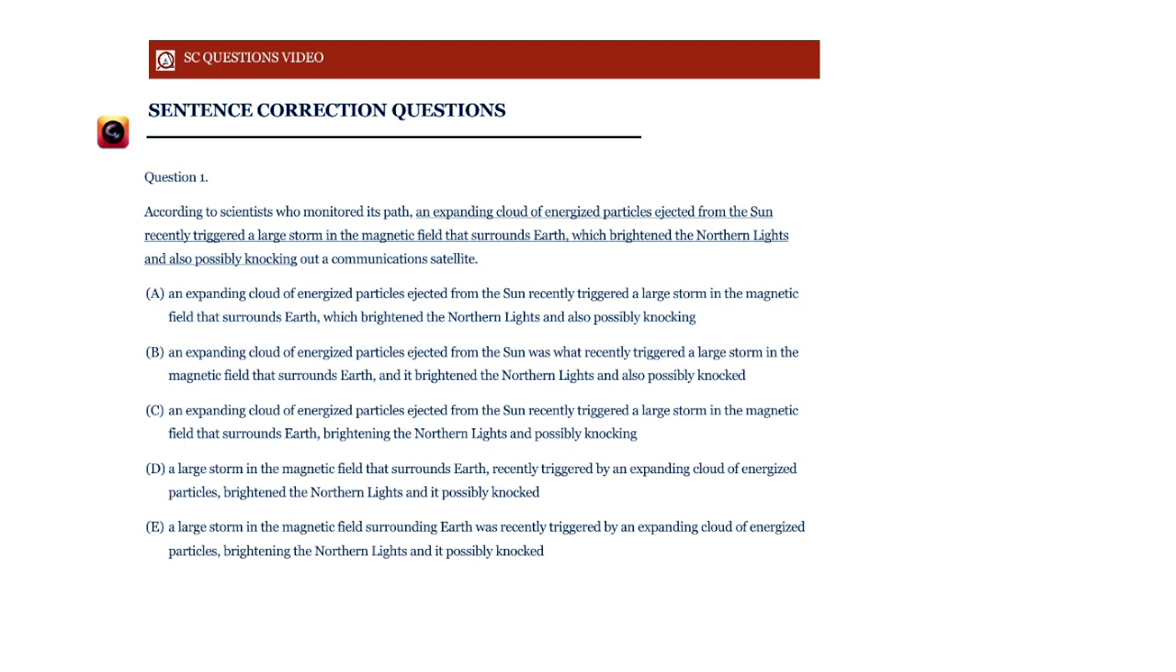According to scientists who monitored its path, so the sentence begins with a prepositional modifier. This is an attributive tag. What do we mean by that? That means it tells us the source of the information. So whatever information is going to follow, this was given to us by the scientists, according to scientists. Now we can put this attributive tag either at the beginning of the sentence or at the end of the sentence or even in the middle.